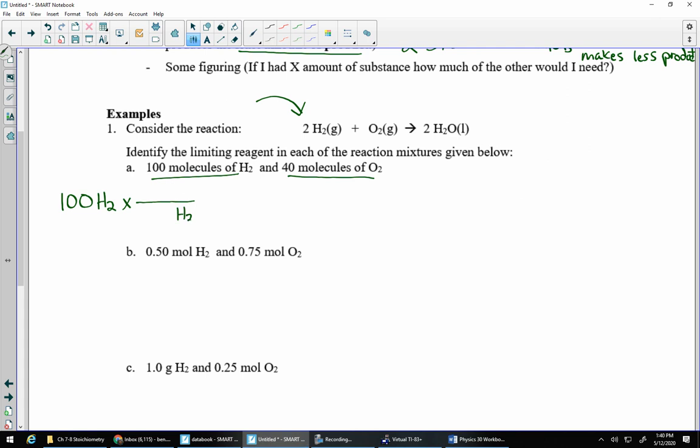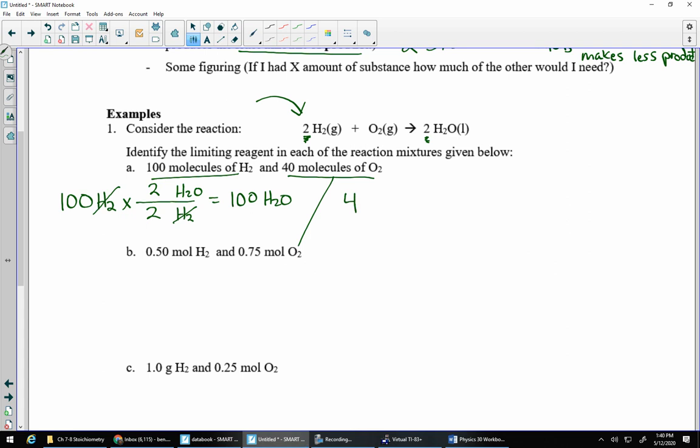So I've got to cancel hydrogen and end up with H2O, or water, on the top. So hydrogens cancel with hydrogens. This tells me for every 2 hydrogens, I make 2 waters. So it's a 2-to-2 ratio. So it's going to give me 100 molecules of water. Okay, that's easy. Let's try out the other one.